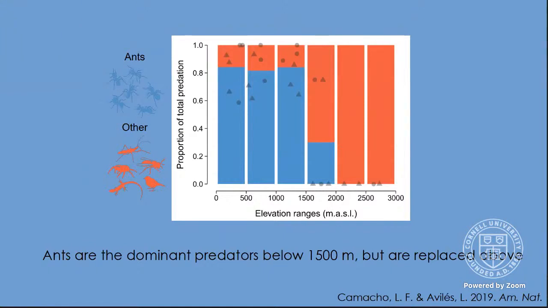And the differential declines in these predation rates by different predator types led to a qualitative shift in predation across elevations. This graph shows the proportion of predation exerted by different predator groups across elevations. And we can see that the ants were dominant predators below 1,500 meters, but got replaced by other predators above this elevation.